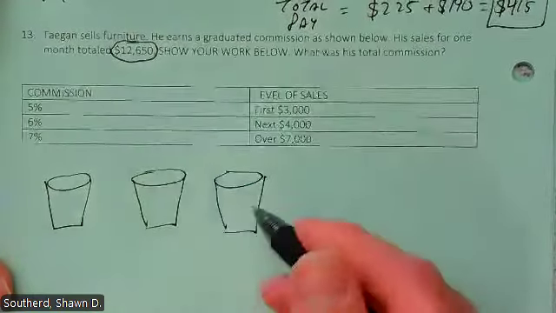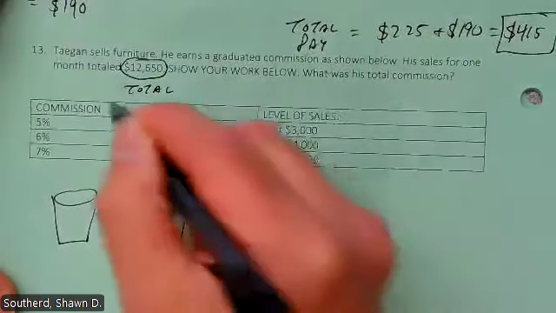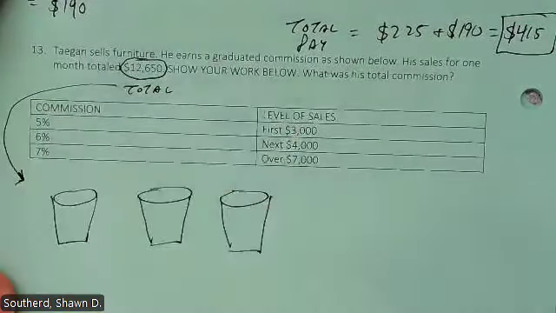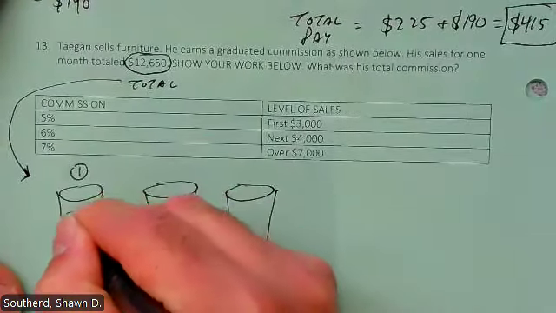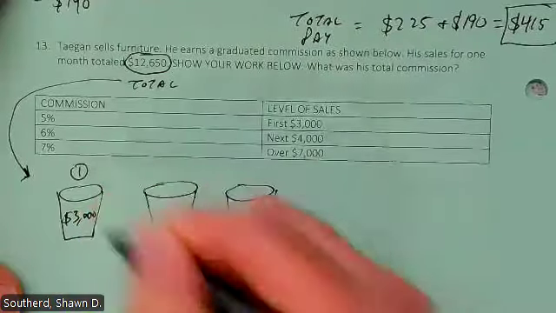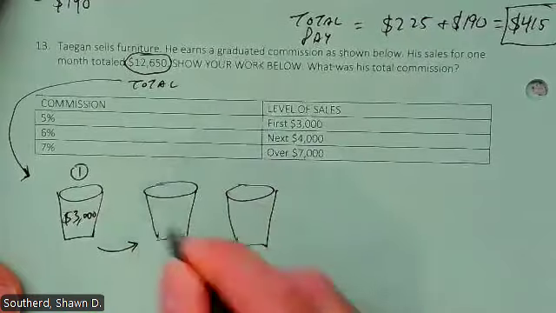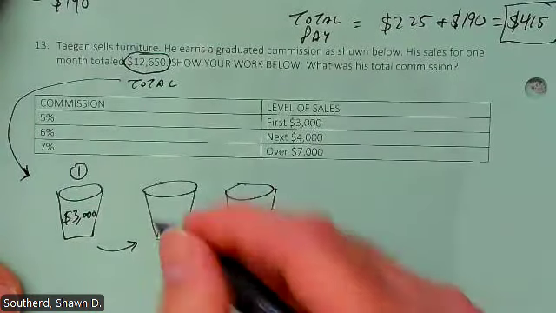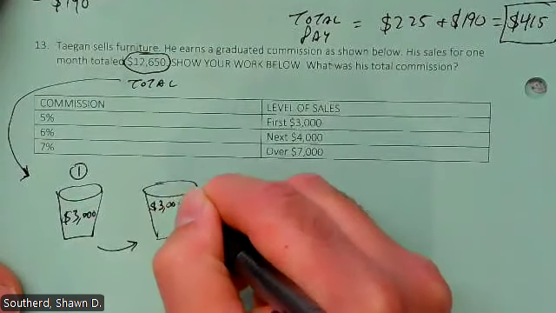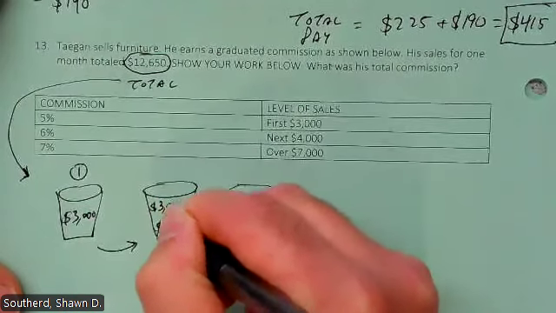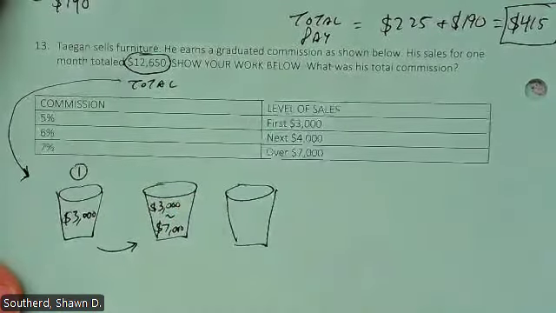Let's let this sales figure be the total, right? That's how much he sold. We're going to take that and pour it into these 3 cups. Cup number 1 is only going to hold up to $3,000. Cup number 2, so anything over $3,000 is going to spill over into this cup. And for this cup, we're going to take the next $4,000. So in other words, that's from anything over $3,000 all the way up to $7,000, right? Because 3,000 plus 4,000 is 7,000.